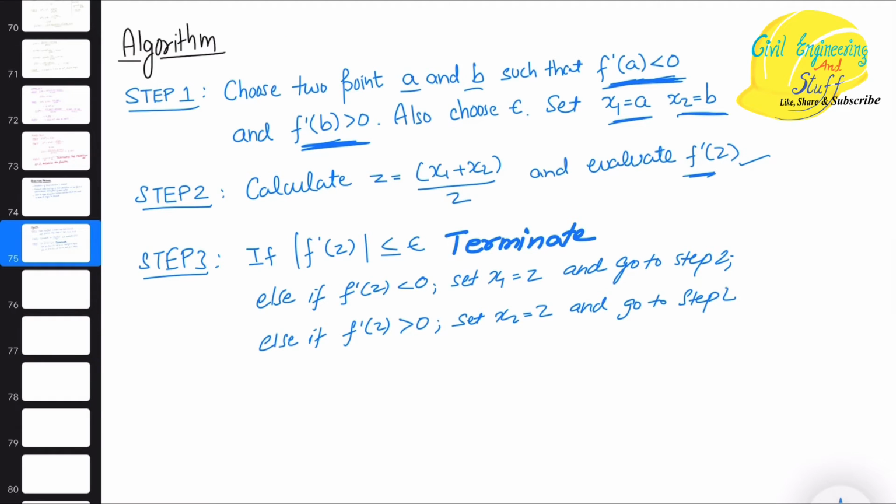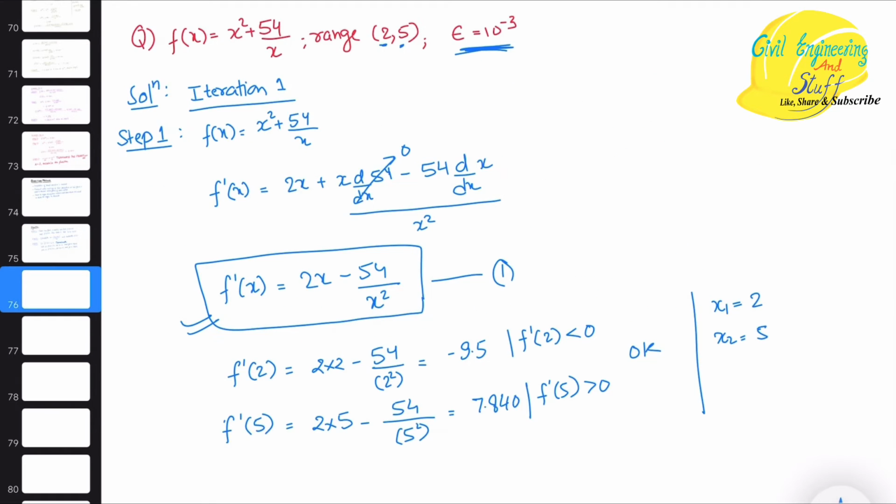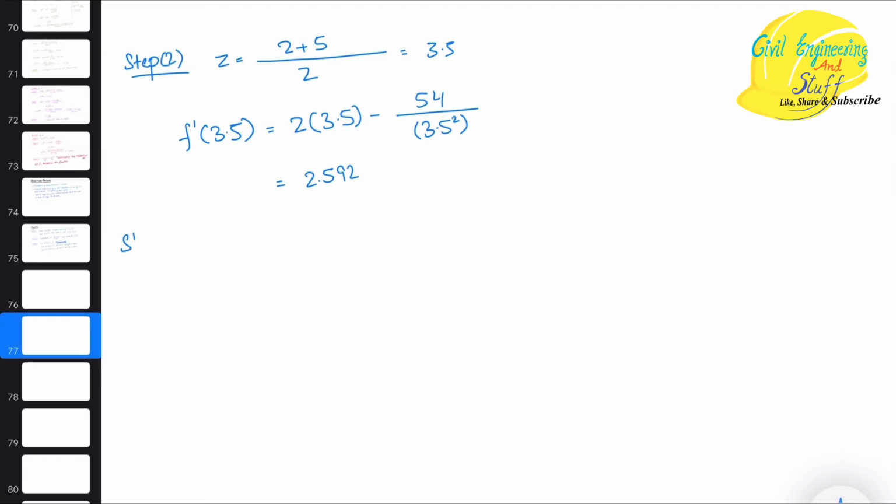Now we proceed to step number 3, and in this step we will see if this is less than our smallest number or not. In step number 3, our mod of f dash, don't forget that this is mod, because any negative value inside mod will be positive. So this will be equal to 2.592. It is not less than 10 to the power minus 3, so we cannot terminate.